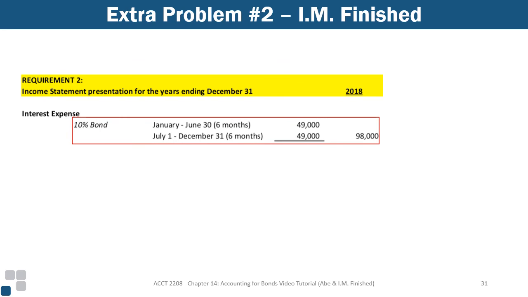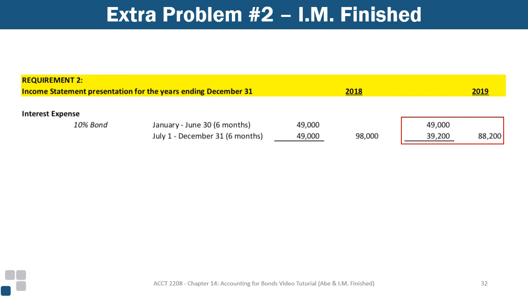Our next requirement is to show what the income statement presentation would look like for the years ending December 31st, 2018 and 2019. Let's just start with 2018. So in 2018, the only bond we have is the 10% bond, right? We didn't issue the other bonds until the year after. So as we did with the previous problem, for the period from January to June, their full 6 months of interest at $49,000, and then another full 6 months of interest expense at $49,000 from July 1st to December 31st. So our income statement is going to show $98,000 in interest expense.